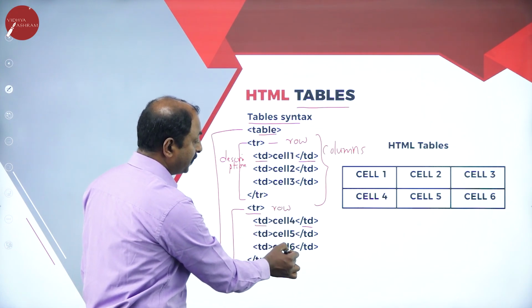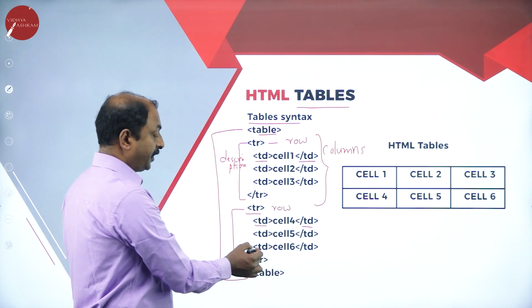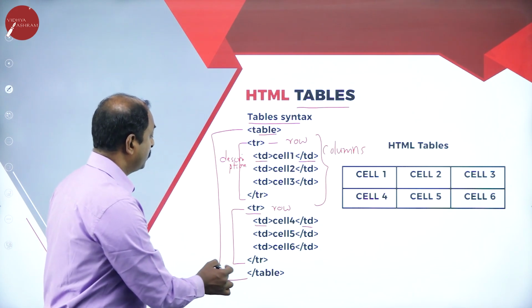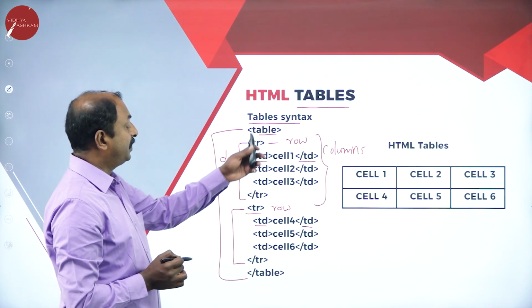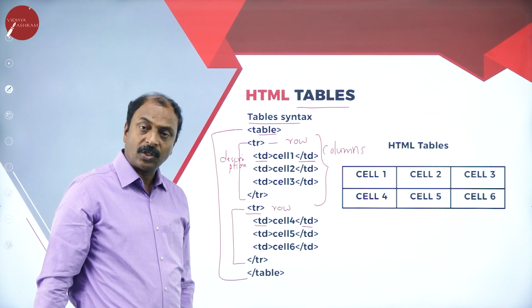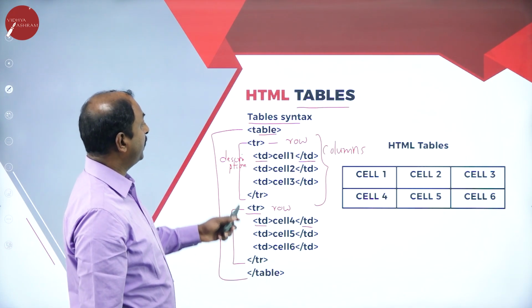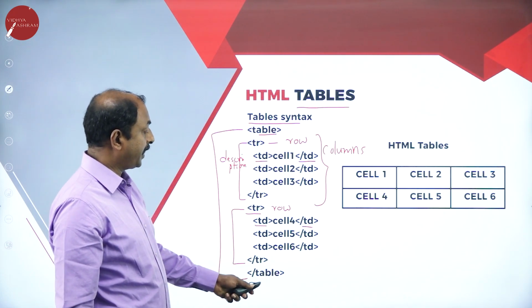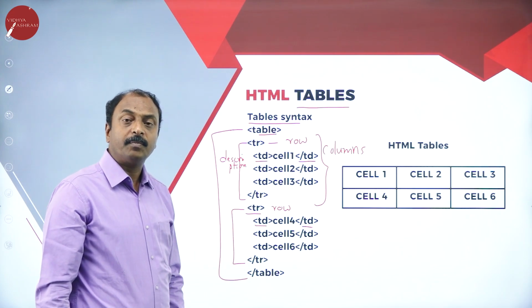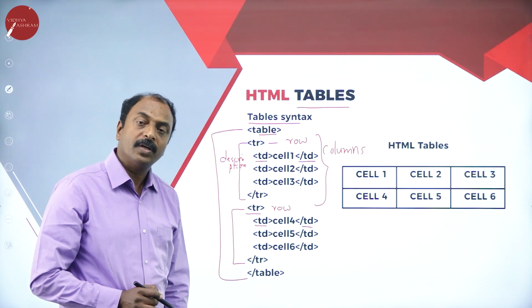All these are columns in a second row, and we are closing this, and finally we are closing the table tag. So this is the structure or syntax of the table tag. Here we have the table open and close tag. In between we can have any number of rows and n number of columns.